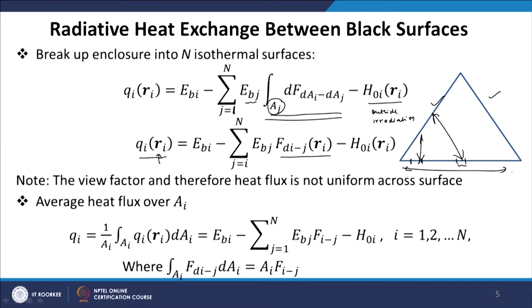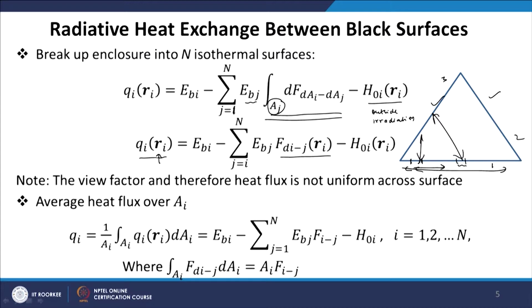So, although the temperature is uniform, we have assumed that the temperature does not vary from one surface to another, but the view factor does vary. The view factor is not uniform over the surface. So, view factor is changing over the surface, and that is why the heat flux is going to change.